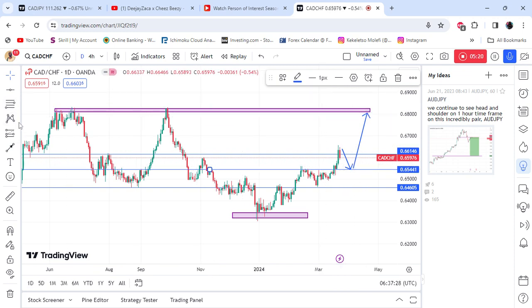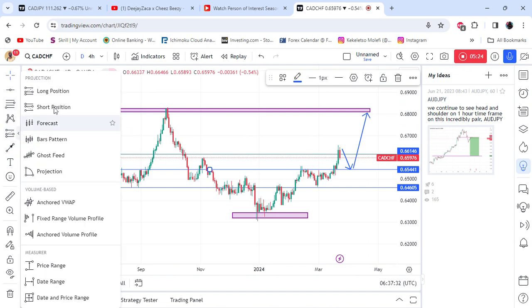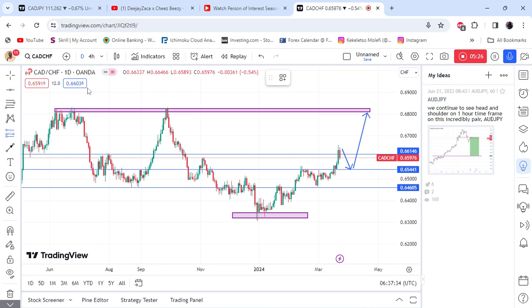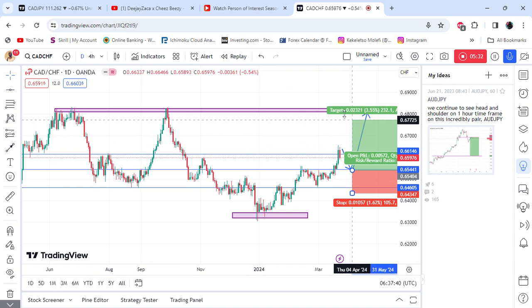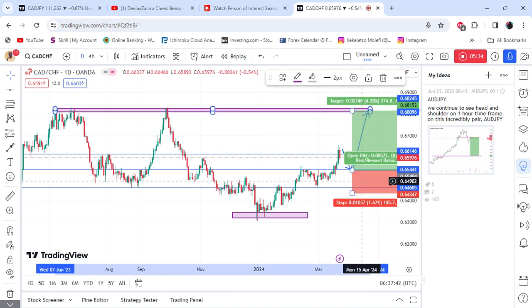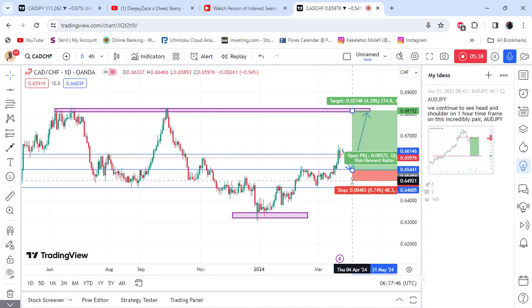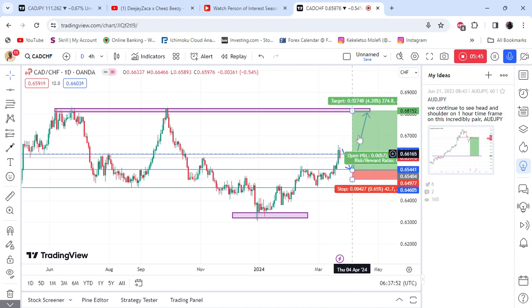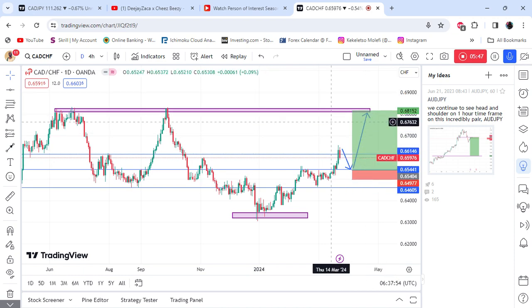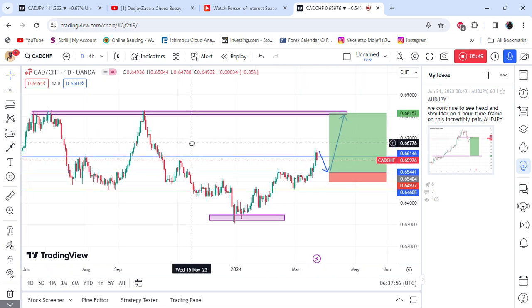What I can advise you to do is be patient. This is what I see. We could put our stop loss here, and then you could see the market going further up from there.